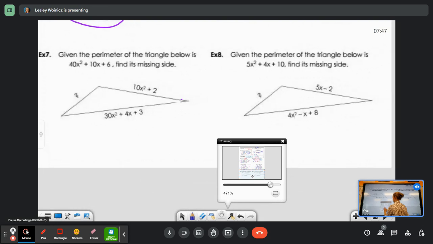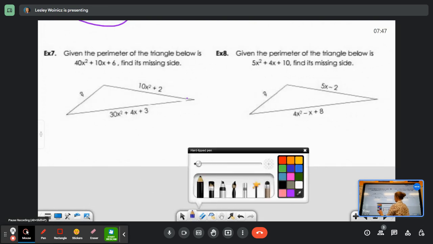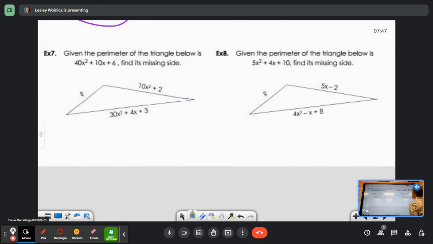All right, guys, we are almost done. All right, level up. We have to figure out what the sum of these is. So 30x squared plus 10x squared gives us 40x squared. I don't have anything to combine with the 4x, so I just write that one down. And then 3 and 2 make positive 5.